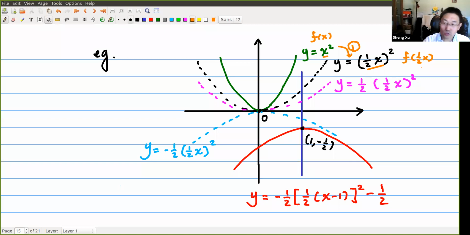Remember that? When you change x to cx, if c is less than one, it's called what? It's called stretching horizontally, right? So the curve, see, this point here, for example, is stretched to this point, by a factor of two, by a factor of half. So you get this dashed black curve here, coming from y equals x squared by stretching.